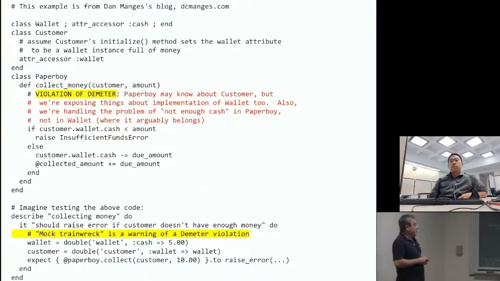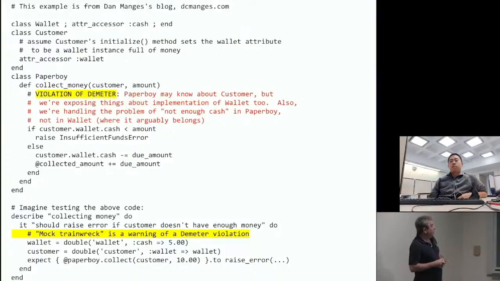And here is an example of the kind of test that you might write if you wanted to write a test for the collect money method. Notice that the collect money method is going to take a customer and an amount. And based on what we have seen about mocks and doubles, we're going to want to somehow control the return values for customer.wallet.cash. Because we want to test the case when the customer doesn't have enough money. We want to make sure it raises the right error. But look at what we'd have to do.